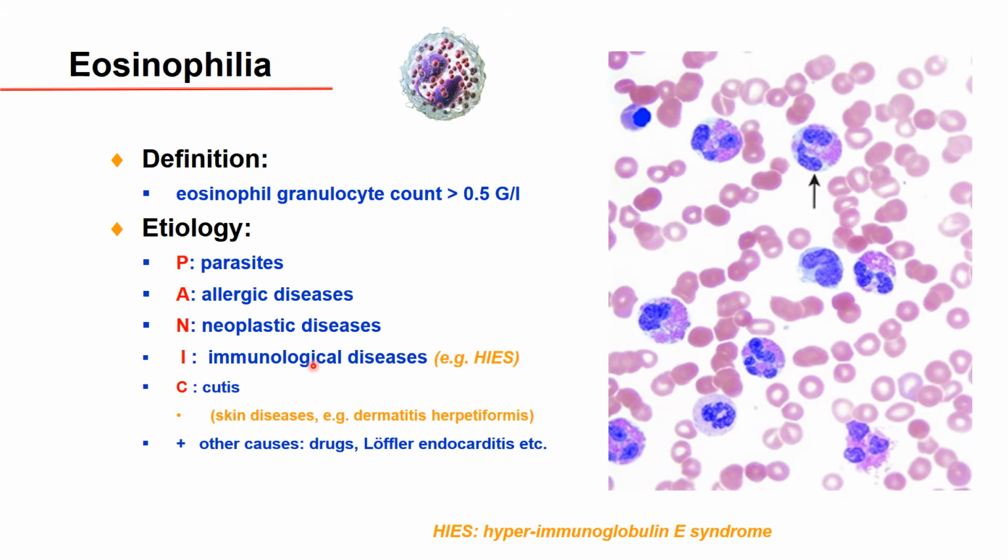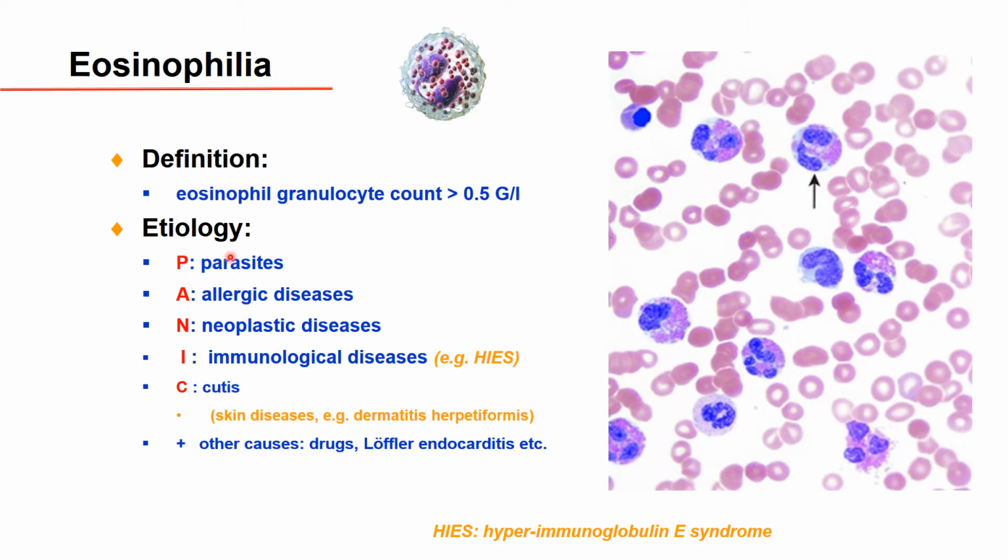Now, eosinophilia, another very common situation, when we do have an increased eosinophil count, when the absolute value is over 0.5 giga per liter. Now, as you see here in the periphery, usually you do see these binucleated cells, and inside we do see this reddish, a little bit coarse granulation.